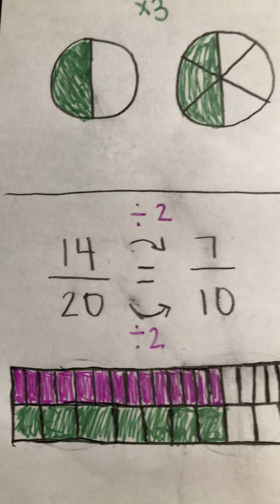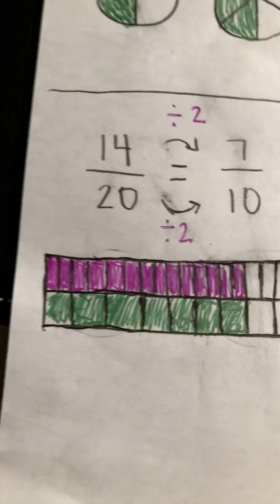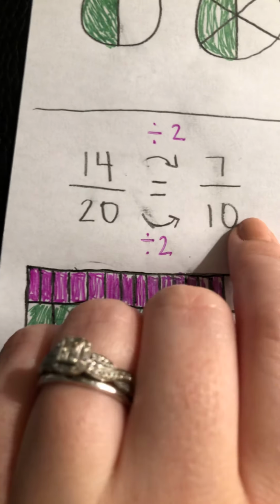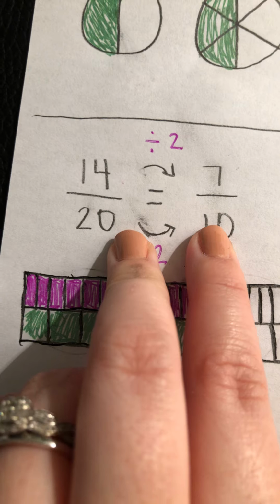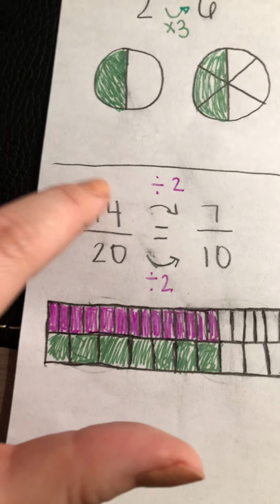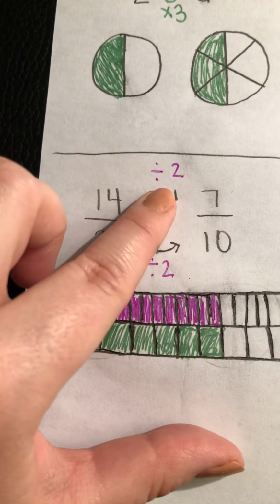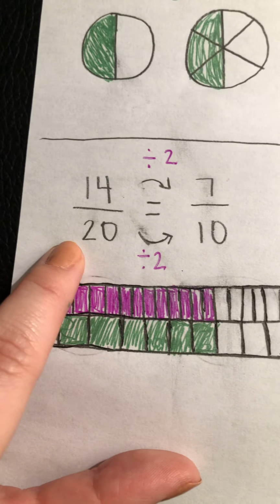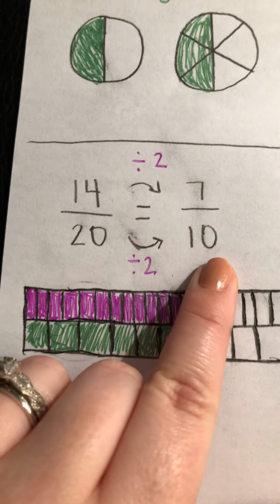Then we have this fraction right here. So sometimes you're going to get some larger numbers and you're going to have to divide them to make them smaller, but they're going to still be equivalent. So you have to find common factors. I know that 14 divided by 2 would give me 7, but also 2 can go into 20 evenly, so it can give me 10.